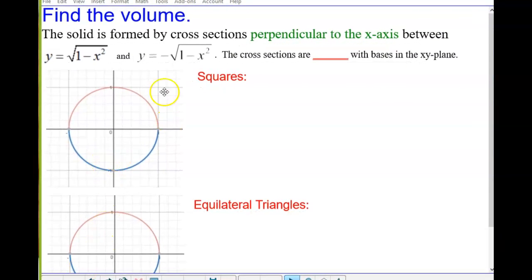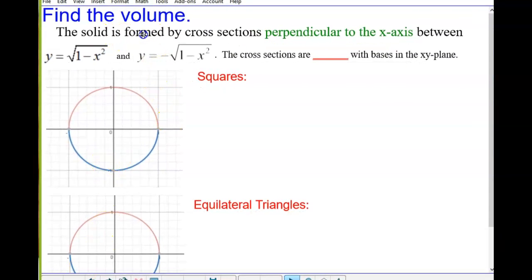I'll give you a second to jot this down. A solid is formed by cross-sections perpendicular to the x-axis. And it's key to understand the x-axis, because sometimes we could do it with the y-axis.